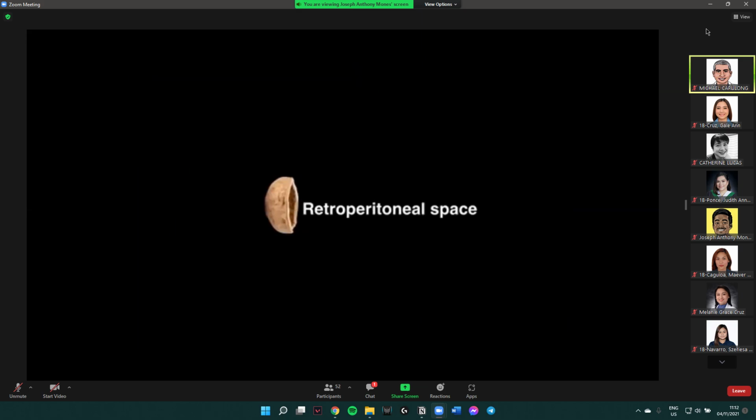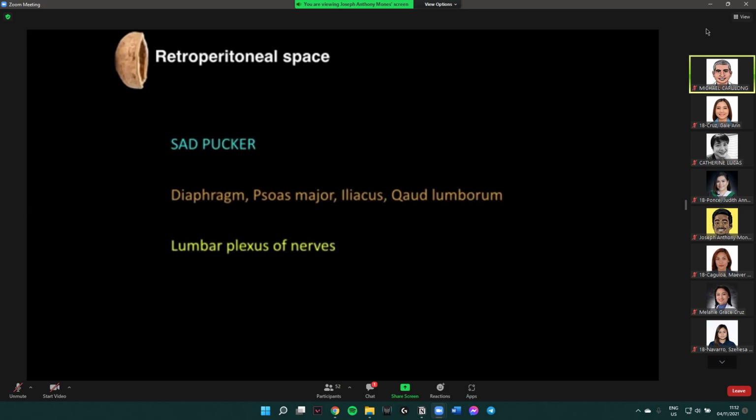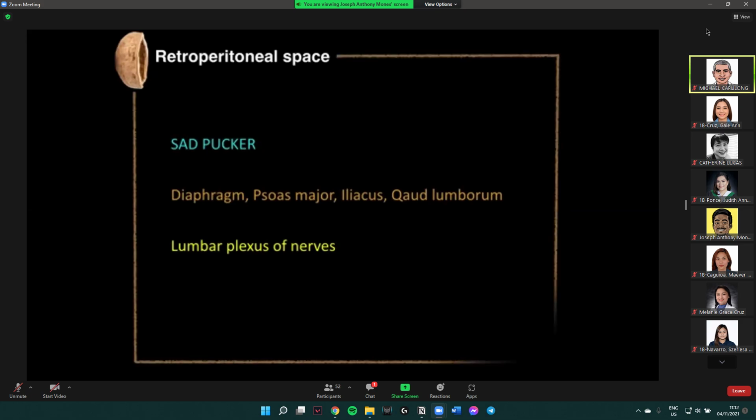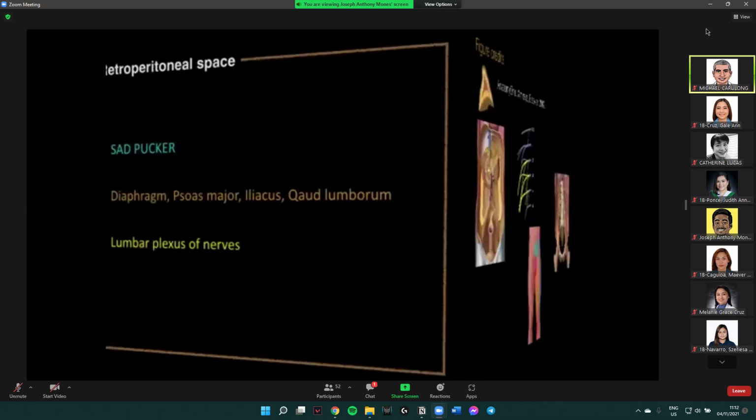So there is our retroperitoneal space, and here is our retroperitoneal space in a nutshell. All the organs found in the retroperitoneal space are SADPUCKER. The muscles that line the posterior or the retroperitoneal space are the diaphragm, psoas major, iliacus, and quadratus lumborum. And the nerves found within this retroperitoneal space are all the branches of the lumbar plexus of nerves. Thank you so much, everyone. And there's the retroperitoneal space in a nutshell.